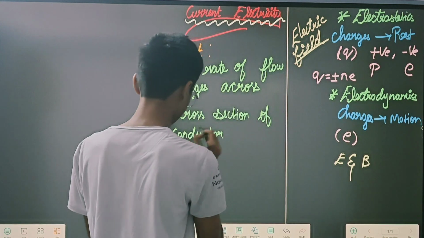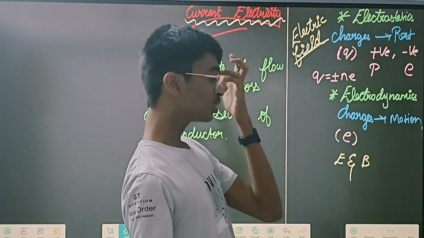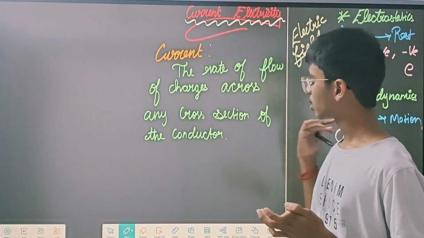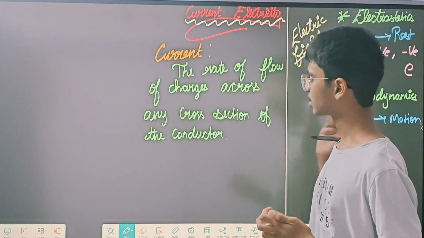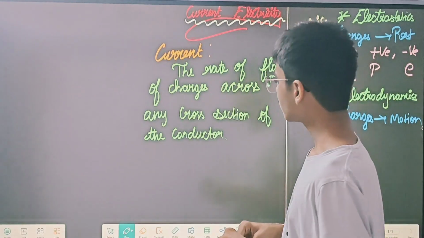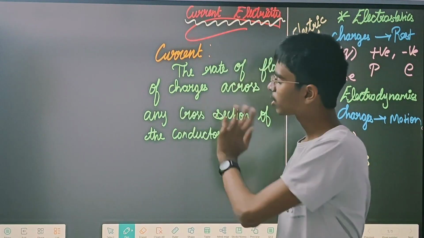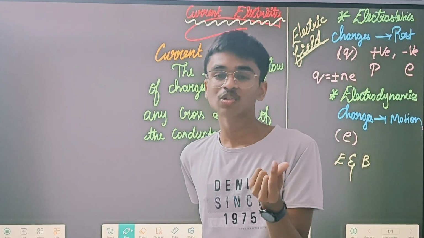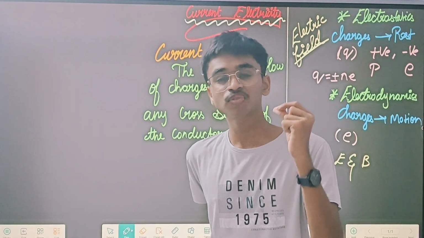Okay, that's it. So this is what the definition of current is. The rate of flow of charges across any cross section of the conductor is the definition of current. Coming to this concept, here you are not supposed to write it as the flow of electrons. Here you are supposed to write it as the flow of charges.